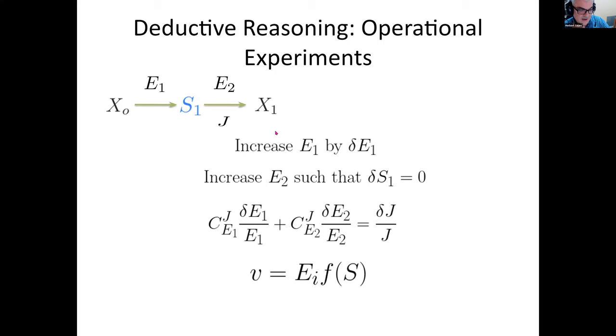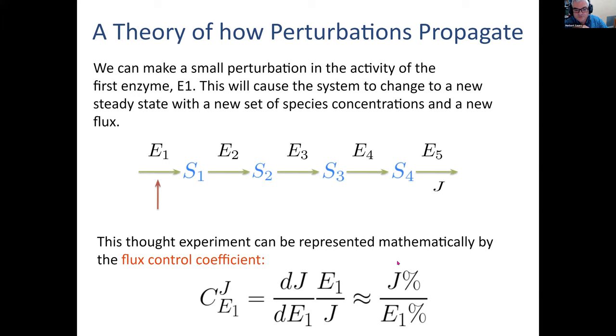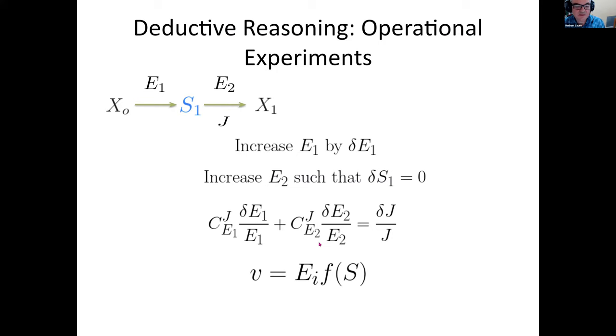I can write this in terms of the flux control coefficients. Because S1 hasn't changed at all, the only thing that's changed is E1 and E2, and both of these contribute to the change in flux. So I can write this relation here, which is the control coefficient times the percentage change in E1 plus the second control coefficient times the percentage change in E2 gives me the percentage change in flux. Remember that the control coefficients, you can think of them as just ratios of percentages. If I multiply both sides by E1%, I get CJE1 times E1% equals J%. That's all I've done here. And because there's more than one change, I can add them together. Okay, so this is the first result.